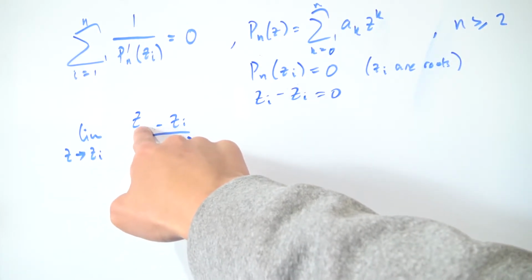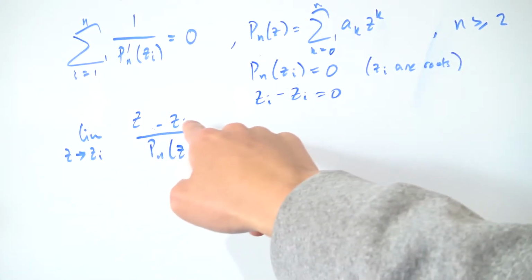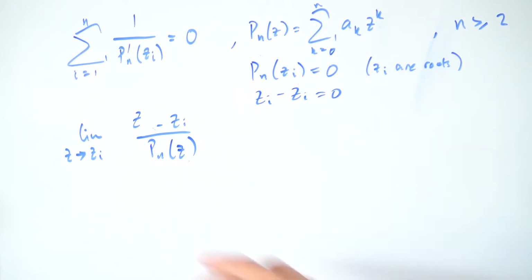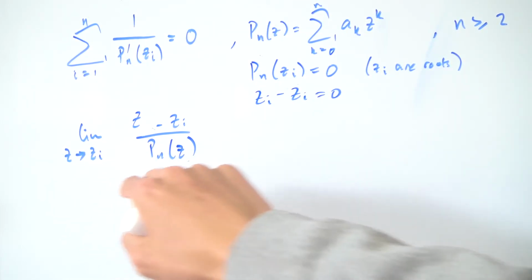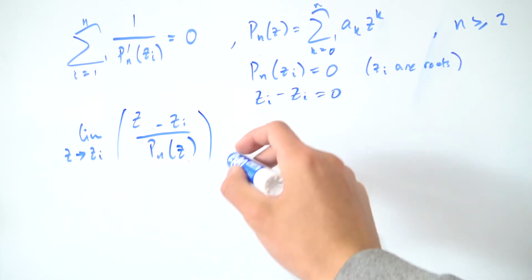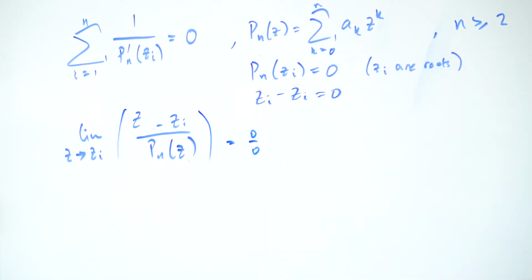So when this z right here approaches zi, we're going to get zi minus zi, which is 0. So if we take the limit as z approaches zi of this whole thing right here, it's going to give us a 0 over 0. But since we have this case right here, we can use L'Hopital's rule for it.